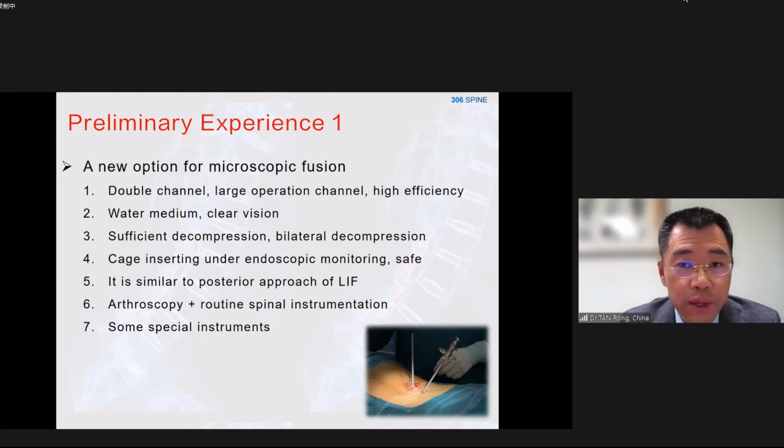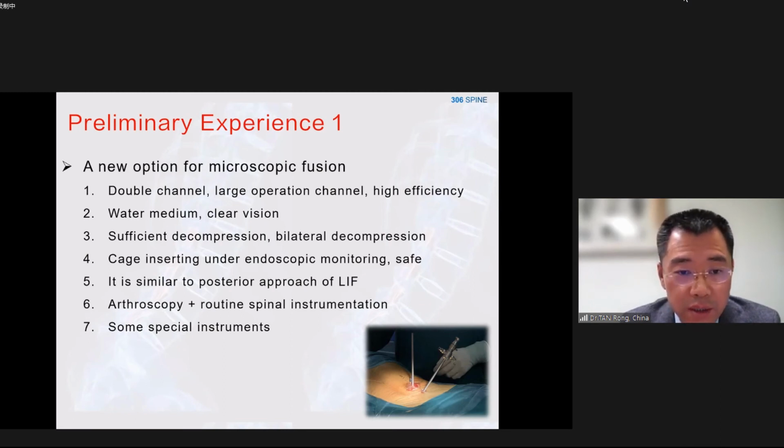So this is preliminary experience for people who want to do lumbar fusion with UBE. It's a new option for minimally invasive fusion. It has double channels, a large operation channel, and high efficiency. With a water medium, the vision is very clear. It can do sufficient decompression and also bilateral decompression. The cage insertion is under the monitor of the endoscope, so it is much safer than the unilateral approach.